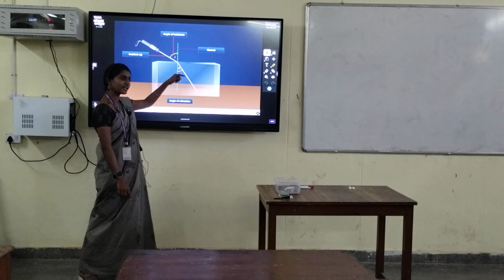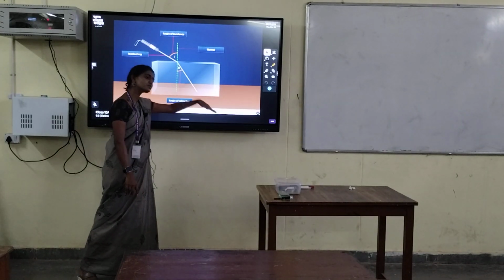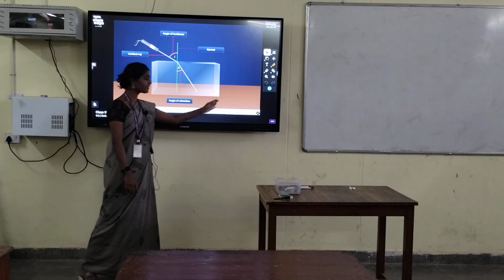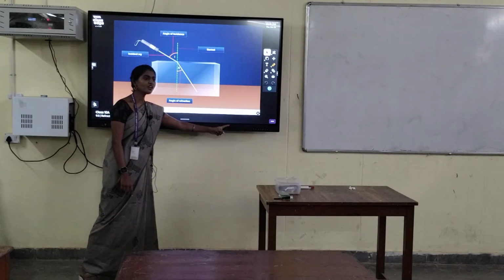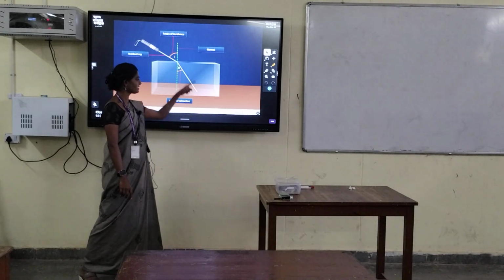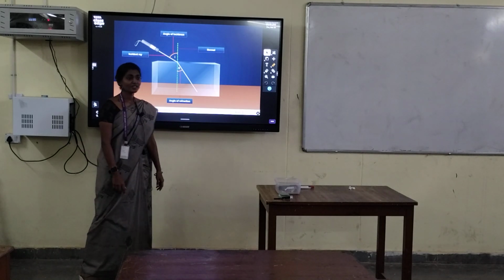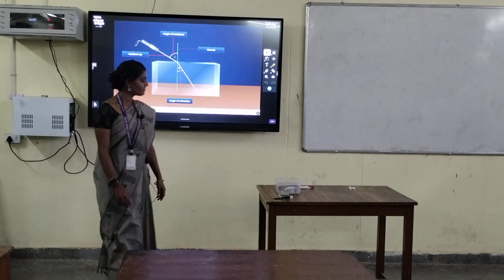Now what happens to the light when it travels from a denser medium to a rarer medium? Very good. It bends away from the normal. So what is that ray called? Emergent ray. So what is the angle between the normal and the emergent ray? Angle of refraction. Okay, very good.